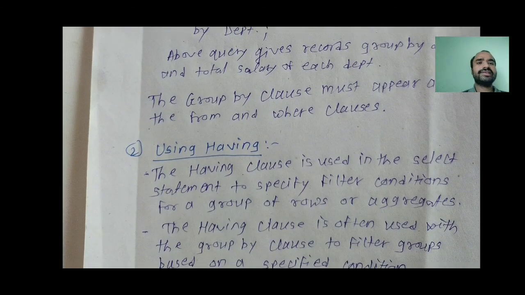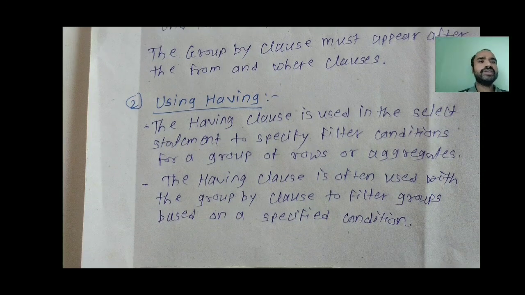Next one is the having clause. The having clause is used in the select statement. Same as the group by clause, having is also used with the select statement to specify filter conditions for a group of rows or aggregates. The having clause is often used with the group by clause to filter groups based on the specified condition. We have seen that with aggregate functions we can use a group by clause, and with the group by clause, whenever you want to provide a specific condition, only then you can use the having clause.